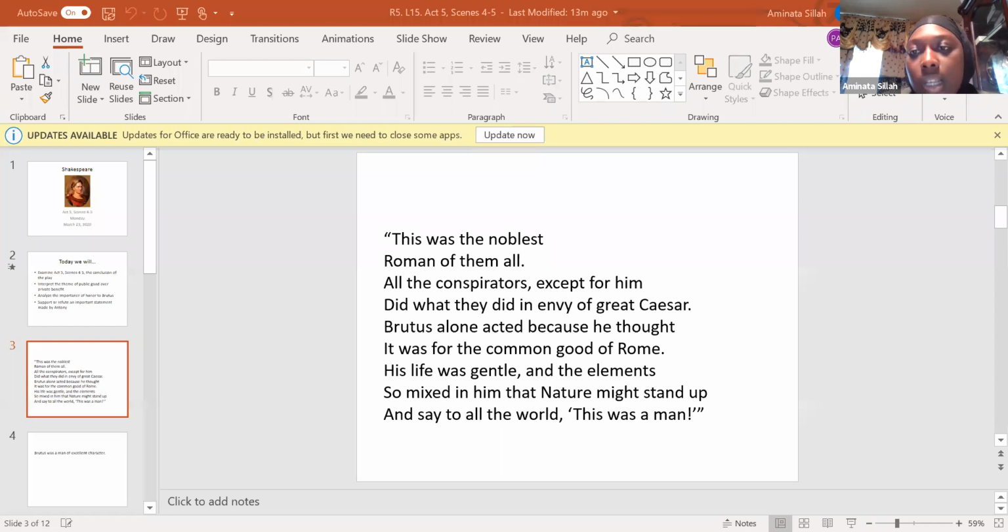So what is Antony saying next about the conspirators? Based on this short part of the reading, what is he saying next about the conspirators?